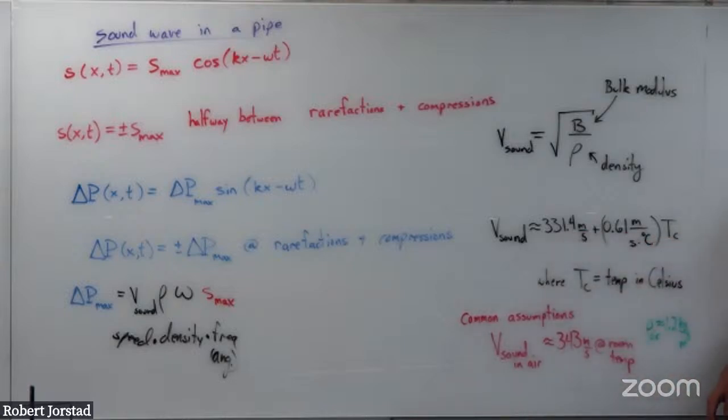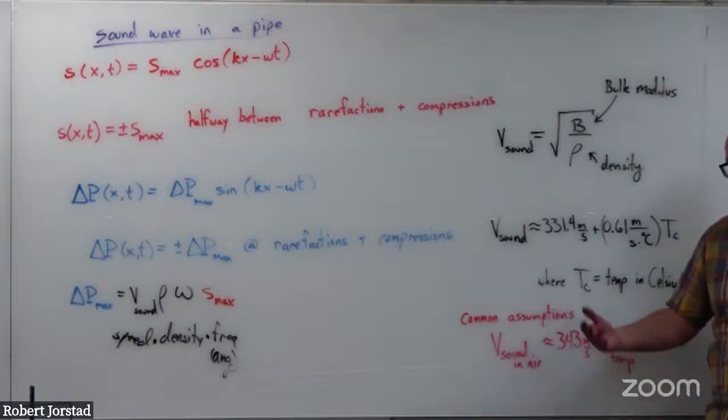Speed of sound depends on temperature. This room happens to be cold a lot, so it ends up a little lower than usual, but typically we assume 343 meters per second is room temperature, and the density of air is about 1.2 kilograms per meter cubed.